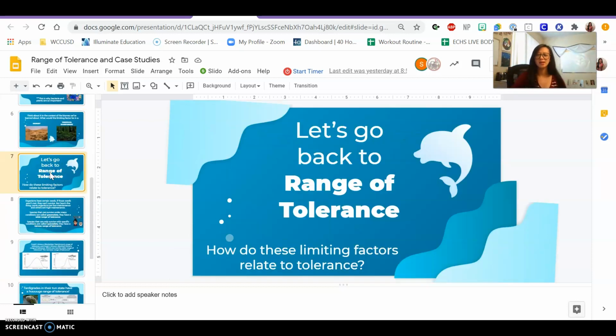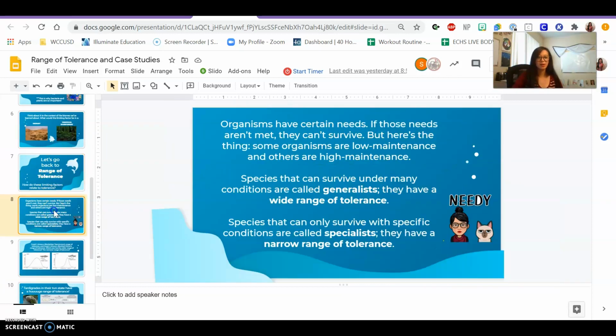We also talked about range of tolerance and how that deals with all of this, and we connected it to an organism's needs, and their ability to survive based on getting their needs met. Some are high maintenance, some are low maintenance, just like humans. We have these two types of species. We clump them into generalists, which have a wide range of tolerance, and specialists, which have a narrow range of tolerance.